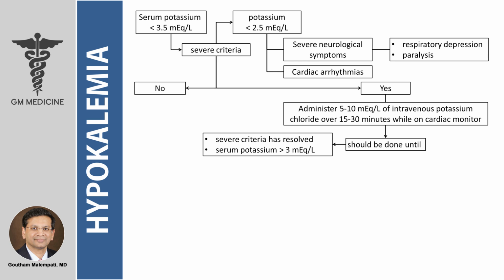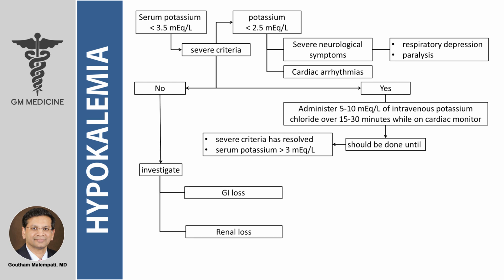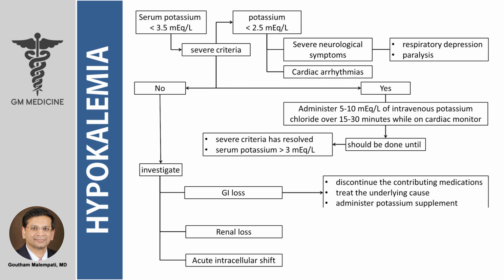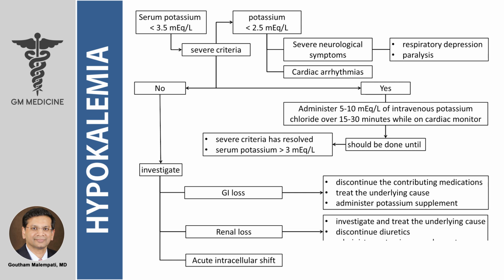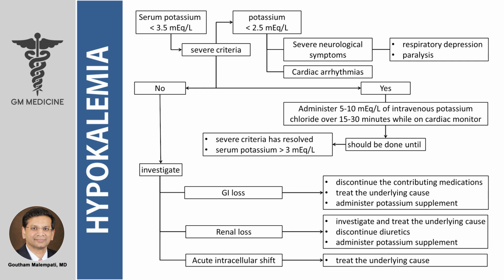If there's no evidence of severe criteria for hypokalemia, then one should investigate for gastrointestinal loss, renal loss, or acute intracellular shift from the history. If there is evidence of gastrointestinal loss contributing to the hypokalemia, one should discontinue the contributing medications, treat the underlying cause, and administer potassium supplement. If it is secondary from renal loss, one should investigate and treat the underlying cause, discontinue diuretics, and administer potassium supplement. If it is from acute intracellular shift, one should treat the underlying cause of it.